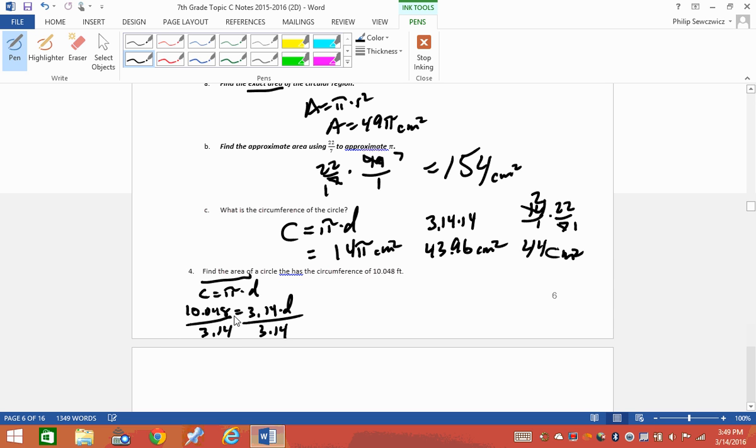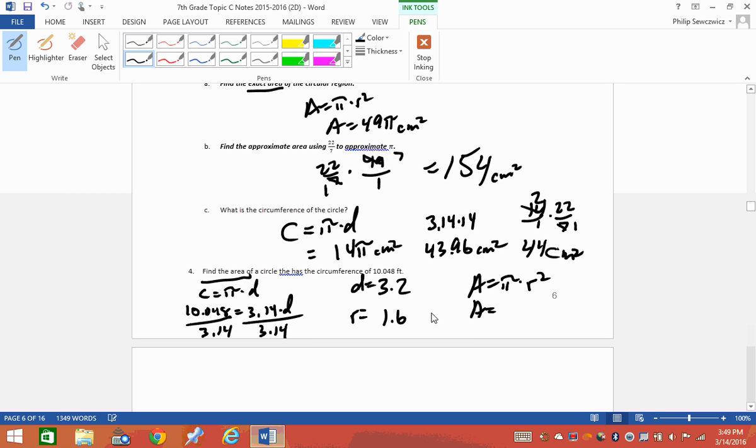Divide both sides by 3 and 1400ths. Let's see, 10.048 divided by 3.14. Oh, that's not bad. It means a diameter of 3 2/10. But if I want the area, it is pi times radius squared. So if the diameter is 3 2/10, your radius is, yeah, it's half of it. So it's 1 6/10. So now is where I can leave it in terms of pi, whatever I want. I'm going to use 3.14 here since we were using 3.14 before. Actually, I'm going to put down the exact answer as well.